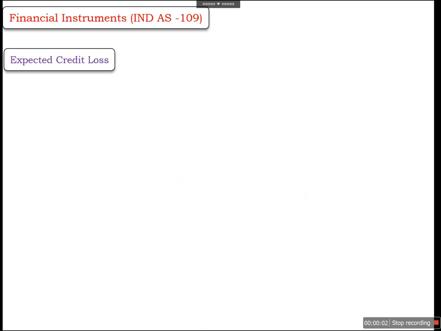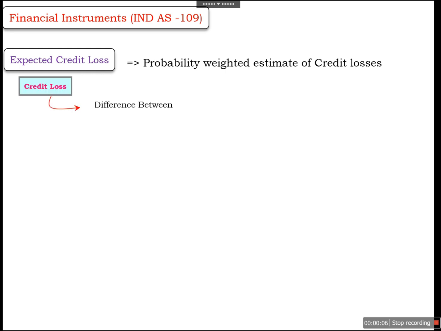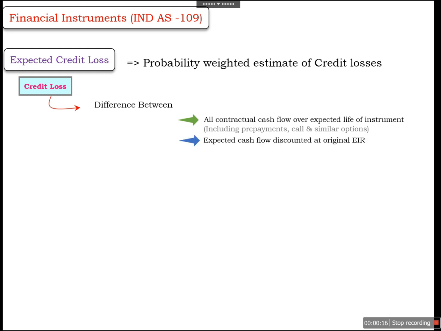Expected credit losses are a probability weighted estimate of credit losses. So credit losses are the difference between all the contractual cash flows over the expected life of the instrument, including prepayment, call, and similar options, and the expected cash flows discounted at the original EIR. So this is the difference between the contractual and expected cash flows that have been discounted at the original EIR. Here the time value of money must be taken into account while calculating the ECL, regardless of whether it is 12 months or lifetime ECL.